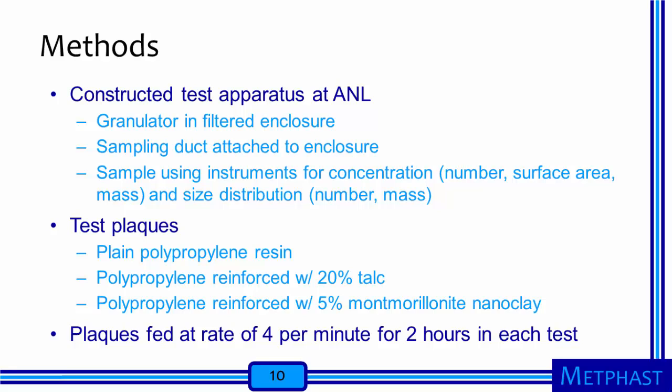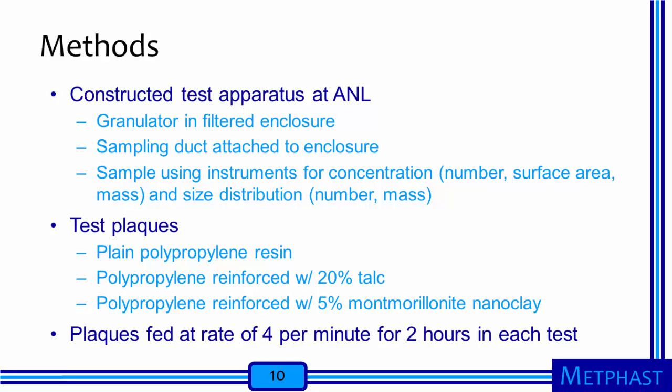We constructed a test apparatus at Argonne National Laboratory in a facility that studies vehicle recycling. A small-scale granulator, a machine capable of shredding plastics, was placed inside a filtered enclosure. Attached to the enclosure was a duct from which we could draw air samples into a variety of instruments capable of measuring particle number, surface area and mass concentrations, and particle size distributions by number and mass.